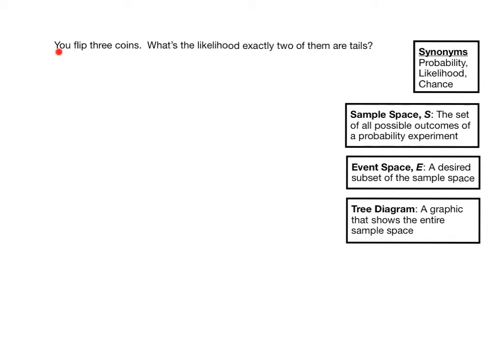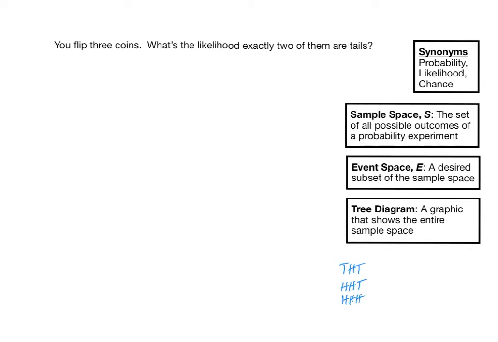So you want to know if you flip 3 coins, that's our probability experiment, what's the likelihood exactly 2 of them are tails? For example, you could flip the coin and get, and I'll write this down here, tails and then a heads and then a tails. Or you could flip the coin and get a heads and a heads and then a tails. Or you could get a heads and a heads and a heads.